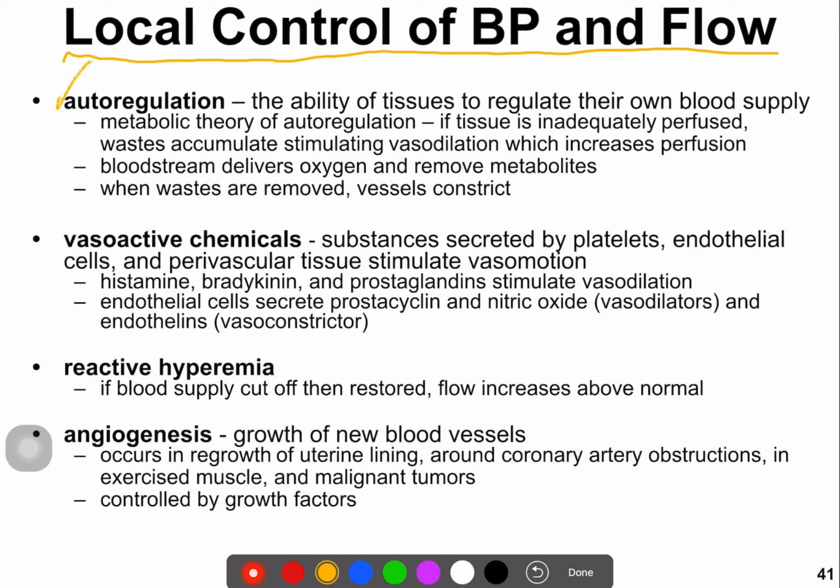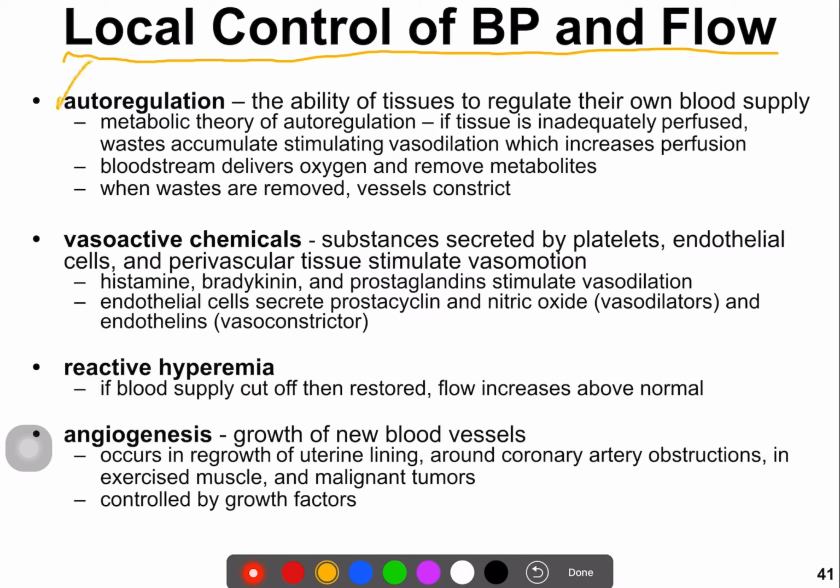One of the thoughts is that if tissue doesn't have enough perfusion, you get a buildup of wastes, and the wastes will stimulate vasodilation to increase perfusion, to take away the waste in that area. And of course, that would also be tied in with delivering oxygen and removing any metabolites, and we'd end up with the waste being taken away.